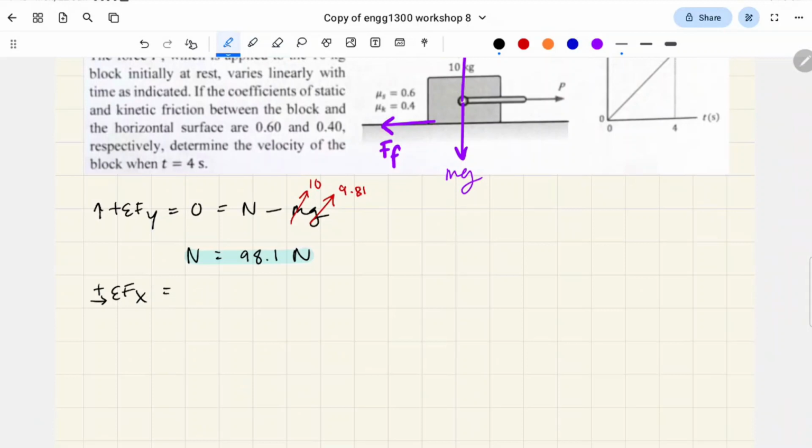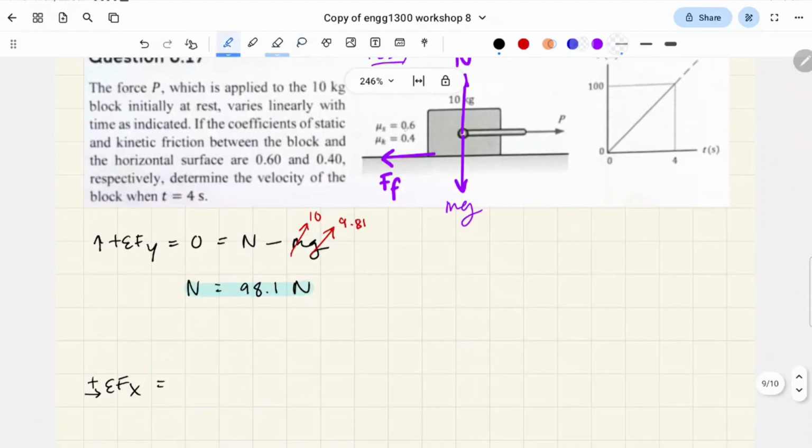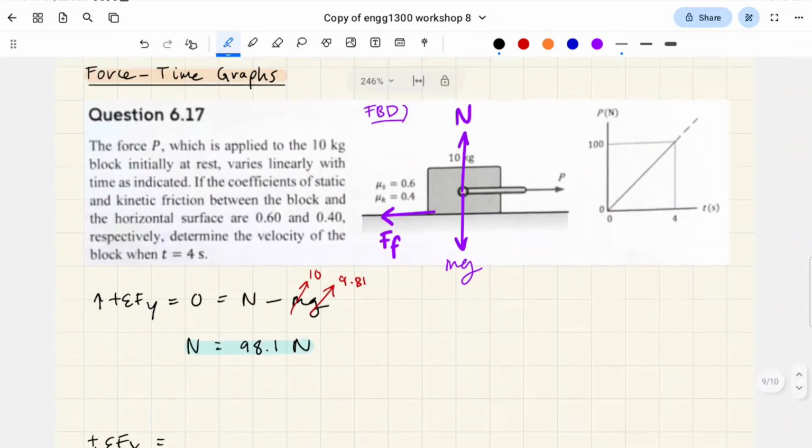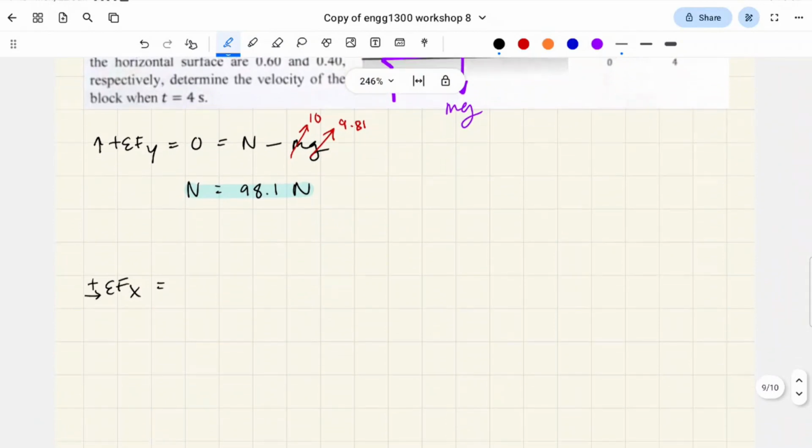Here's what we're going to do. Because we're given not only the static friction but also the kinetic friction, we have to assume that this whole system is static first. In other words, we'll solve it as if it's not moving first, right?